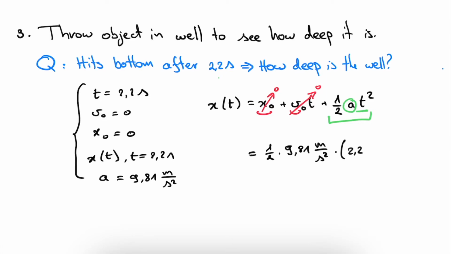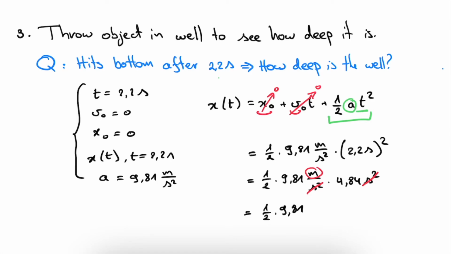And the time is 2.2 seconds squared, which is 1/2 times 9.81 meters per second squared times 4.84 seconds squared, because it's important to also square the units. And we see that for the units, these seconds squared drop, and we remain with the meters, and that's exactly the unit that we need for a height or a depth. And if we calculate this, we get 1/2 times 9.81 times 4.84 meters, which is equal to 23.74 meters. And this is our answer.